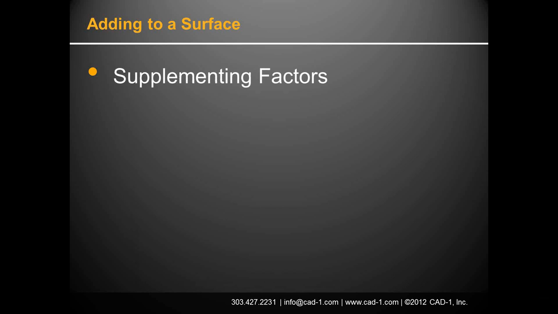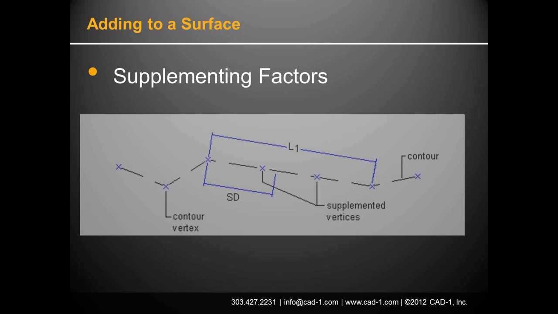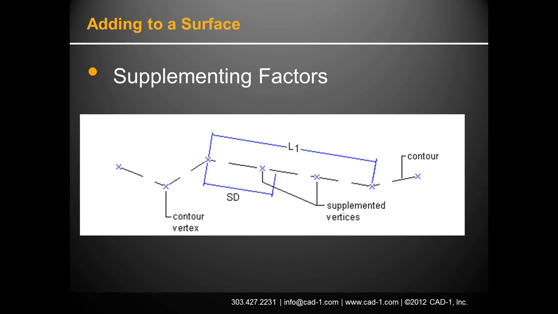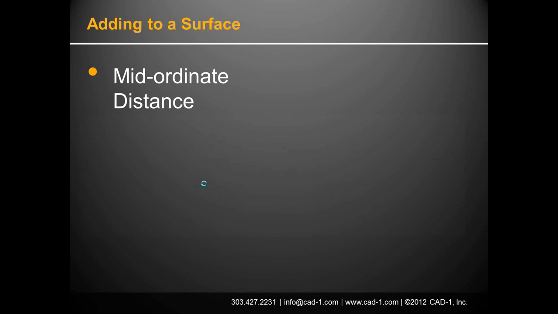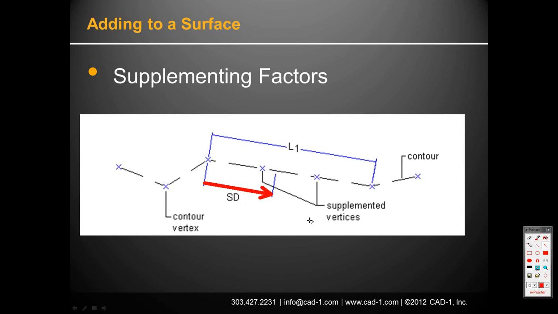Supplementing factors, well, they kind of do the opposite. So when I'm supplementing the data, it takes a look at the length of one line segment. So L1 in this case. Is L1 greater than the supplementing distance? If it is, it's going to add additional vertices until the distance between the vertices is less than the supplementing distance. And so you can see in this case the supplementing distance, oops, let me back up, is this length here. Obviously it's less than the L1 length, and so L1 is going to have additional vertices added to it. It's going to add, in this case, 2 vertices.